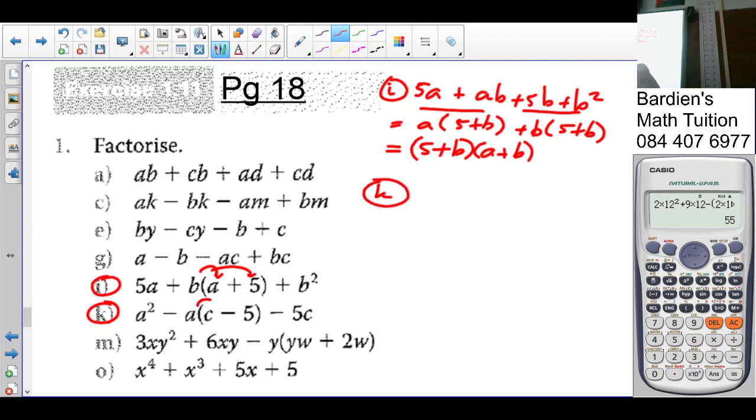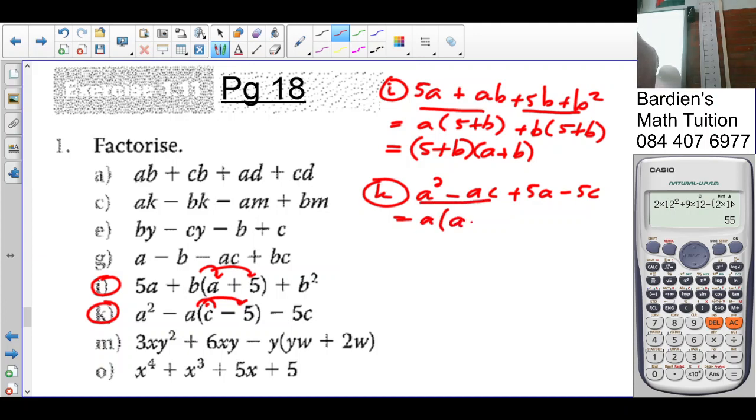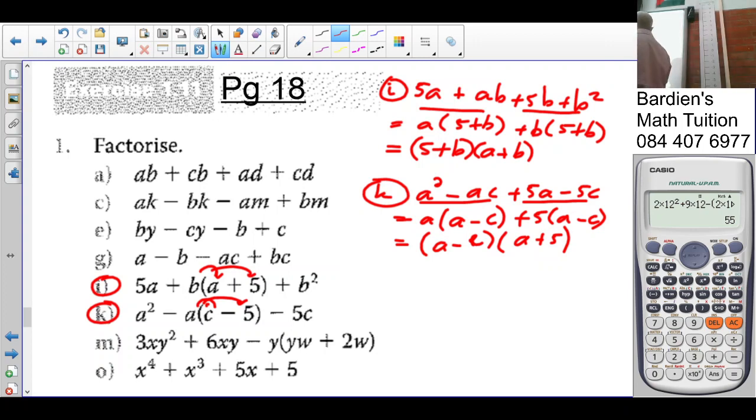K. Again we're going to get rid of this bracket here. There's going to be a squared minus ac plus 5a minus 5c. So what's common here in the first two terms? A. I'm left with a minus c. What's common here? 5. A minus c. A minus c is your common factor. I'm left with a plus. Do you guys understand? Simple, fairly easy, no?